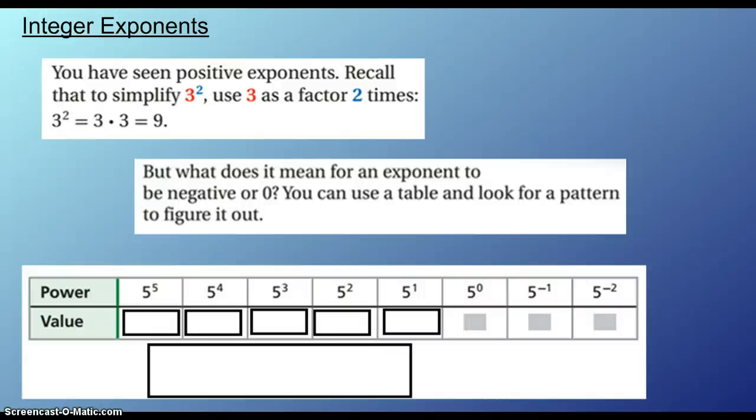Chapter 7. Today we're going to talk about integer exponents. Up until this point we've dealt with whole number exponents, like the example that they have here with 3 to the second power. We know that when we have something to the second power, we take that as a factor twice. And 3 to the second means 3 times 3, which gives us 9. And today we're going to talk about what it means for an exponent to be 0 or negative.